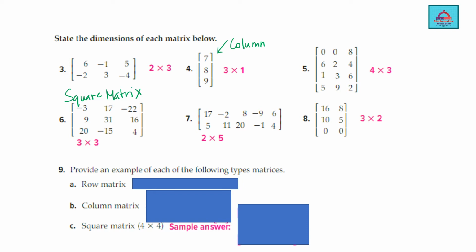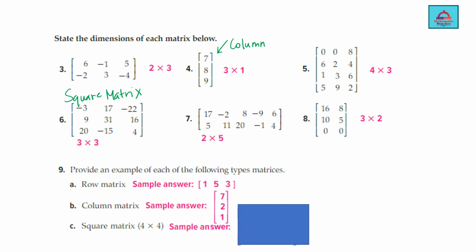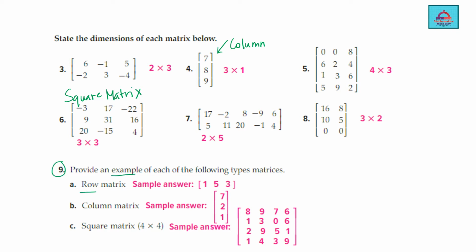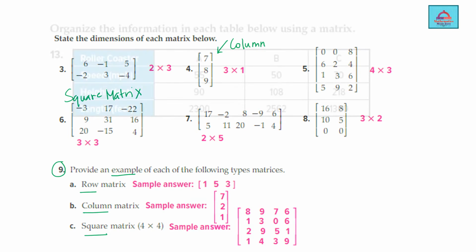Now, I want you to think of examples of each type of matrices. Again, this is all coming from part 1, just to check your understanding. I've provided here sample answers for row, column, and square matrix, but definitely this is not the only answer. You can have more than one answer for this question. So just provide any example that suits you. For the row, column, and square matrix, you may change the numbers inside, you may change the entries. As long as you put just numbers, positive, negative, zero, it is a correct answer.